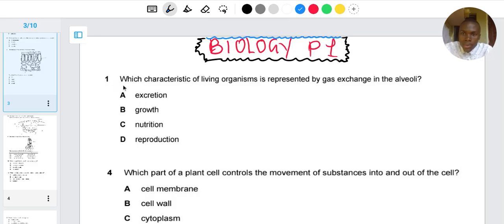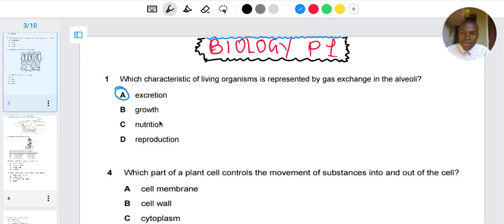So we have question 1, which is saying, which characteristic of living organisms is represented by gas exchange in the alveoli? So alveoli or air sacs are the ones found in the lungs. So there is the exchange of gases, where you are excreting carbon dioxide and inhaling oxygen. That is gaseous exchange in the alveoli. So that one is called excretion, because you are excreting carbon dioxide and inhaling oxygen. So our answer is going to be A, which is excretion.